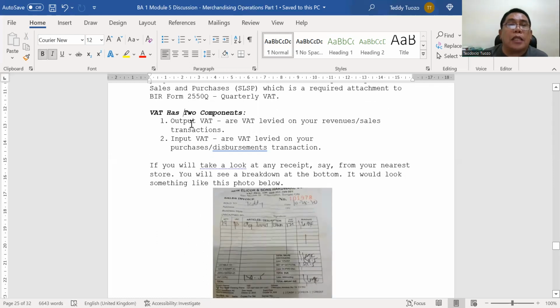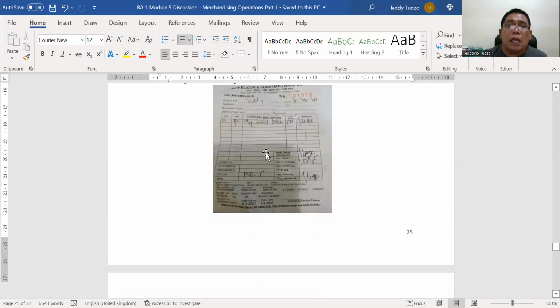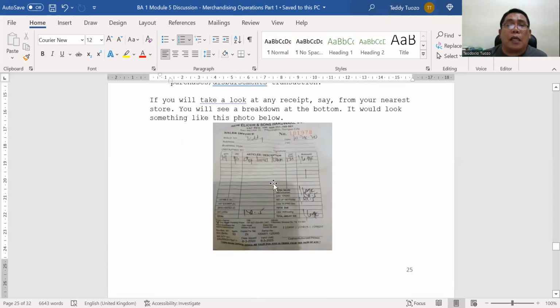So, there are two components: the output VAT on the part of the seller, which is 12% from gross. Then input VAT are levied on the seller's purchases of the goods to be sold or the expenses, ordinary purchases of materials and equipment, which also have VAT components, so they would be classified as input taxes. So this is an example of a receipt that is subject to VAT.